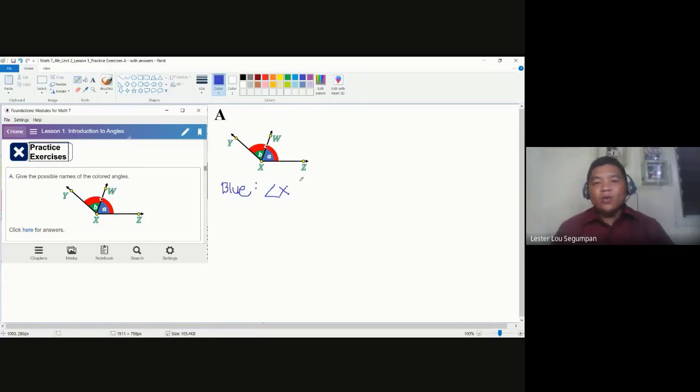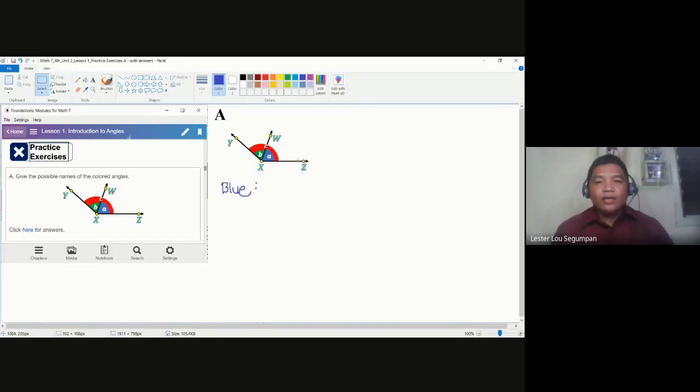This is the reason why, for most geometrical figures, we do not actually use a vertex alone. If it's convenient to use the vertex only and it's not shared by other angles, it's okay. But in situations like this, the use of the vertex alone could not differentiate the blue colored angle from the other colored angles here. So we are going to do away with the use of the vertex.